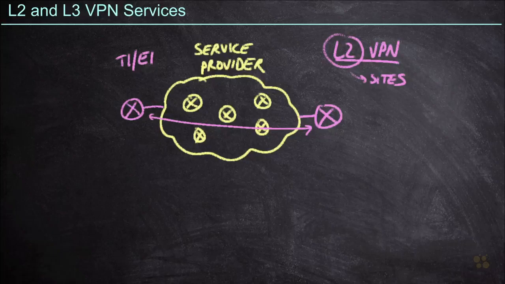If they're seeing each other at Layer 2, then this should remind us of T1 and E1 connectivity, where I have a direct connection. I can form routing relationships with one another. So for example, I could run OSPF between these two routers. They would see each other as OSPF neighbors, they would exchange routes, and life would be good.